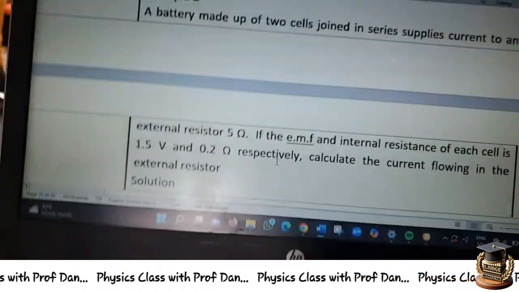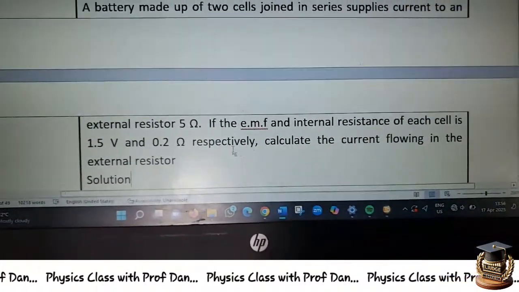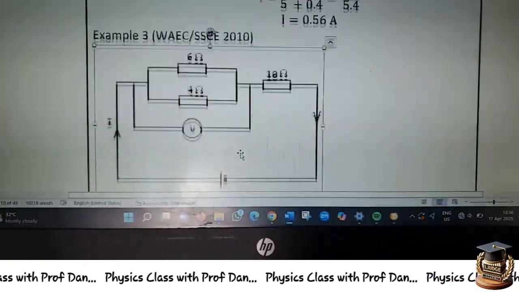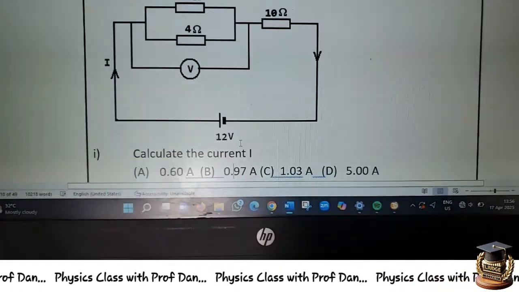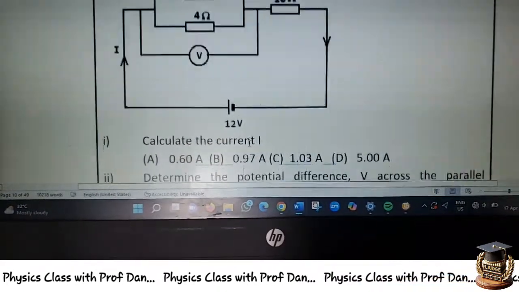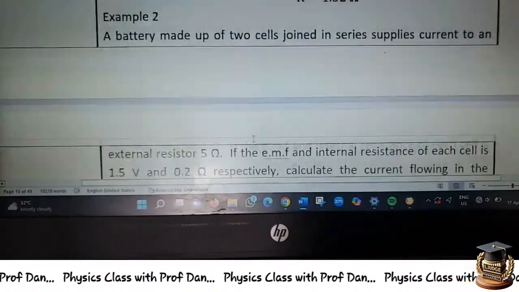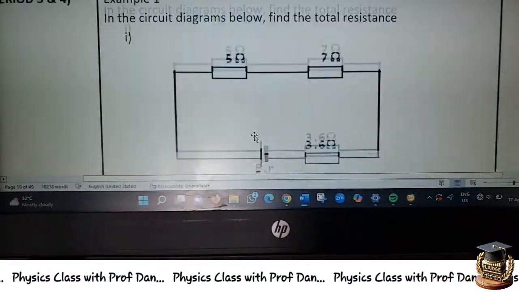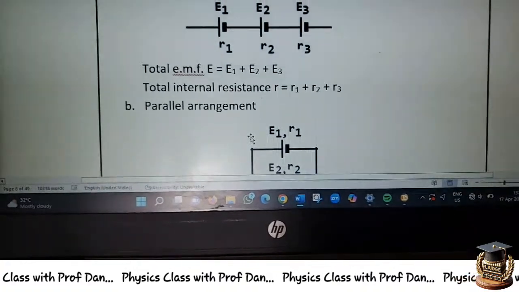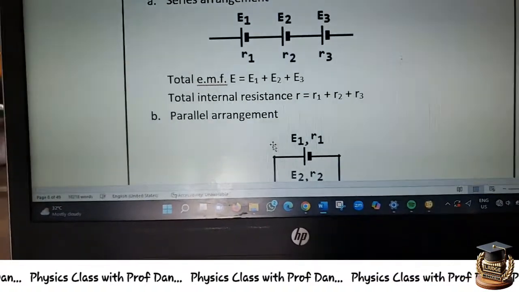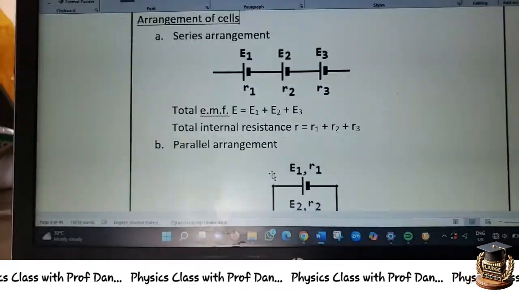Okay, this brings me to the end of this introduction class to current electricity. In the next class, we'll be looking at the calculations, how to calculate the total sum of resistances, EMF, and the likes.